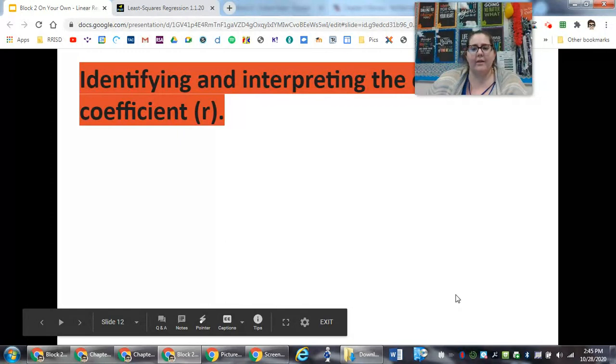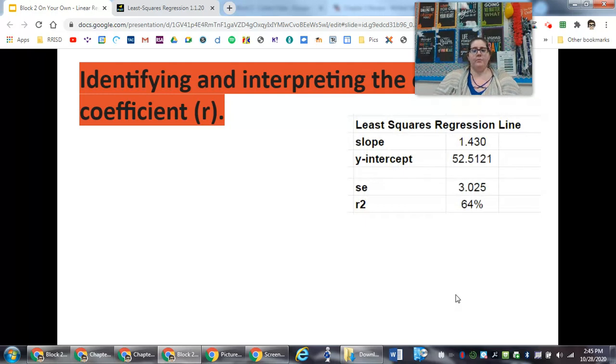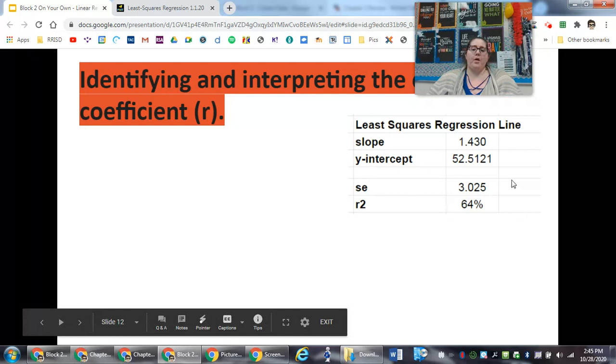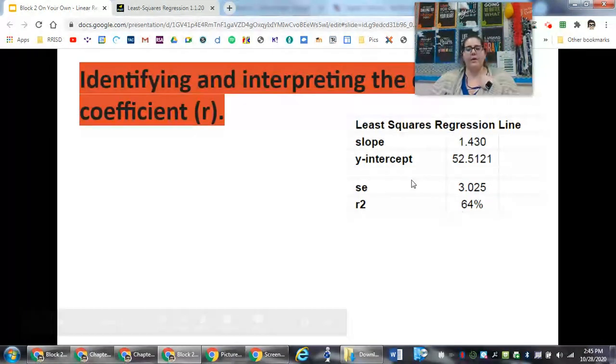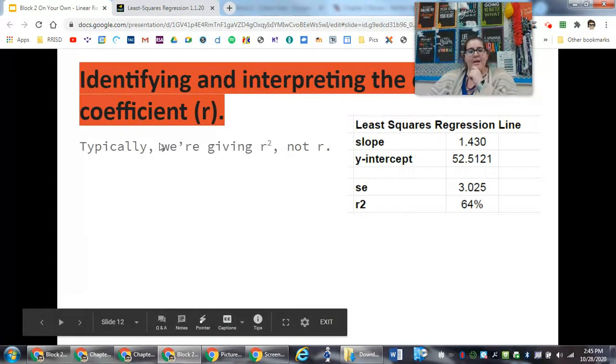We're going to use a calculator, or we'll just be given the R value. So, interpreting the correlation coefficient, R, just as an example. This was some data from our shoe size versus height example. Now, I did give you R in class for that, but typically on this type of problem, you wouldn't actually be given R, you're usually given R squared. And we'll talk about what R squared means in a minute.